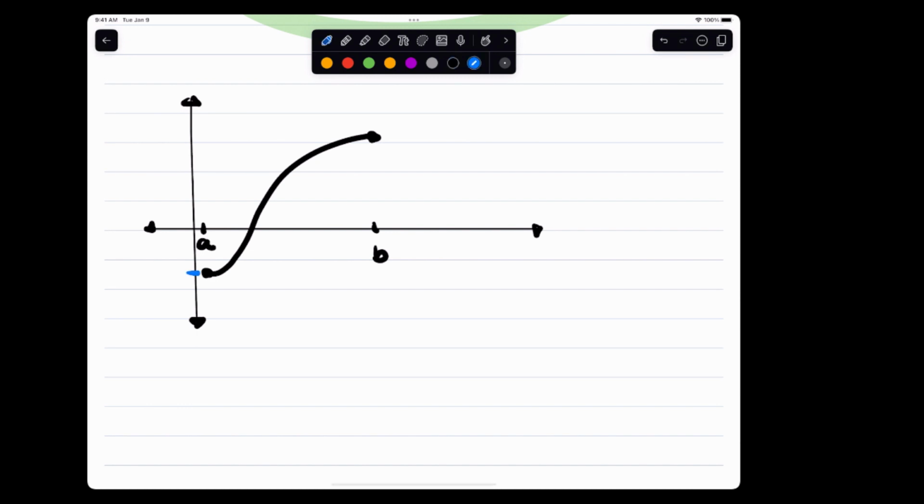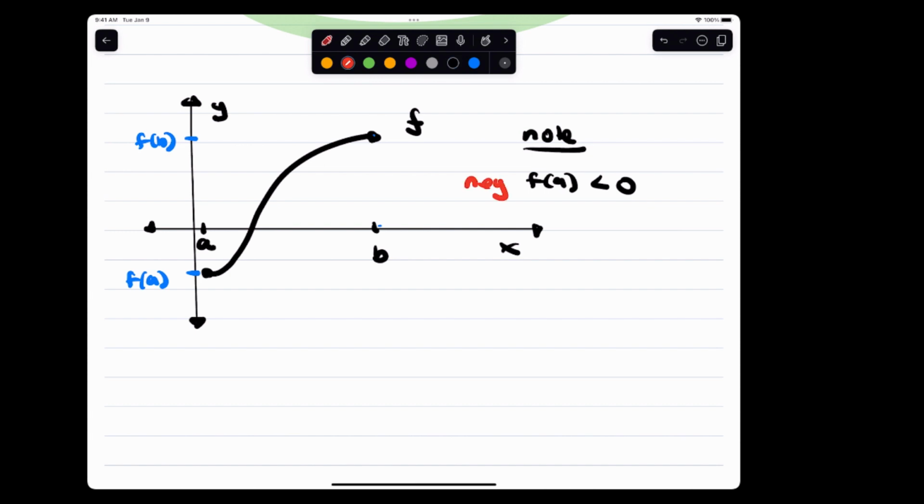So this is my location, f of A, and then this is the location of maybe f of B. Here's your function f. Now this is what they're doing here. I want you guys to note some observations here. This is extremely important. F of A is less than 0. What do I mean by that? That this number is negative. You guys okay with that?